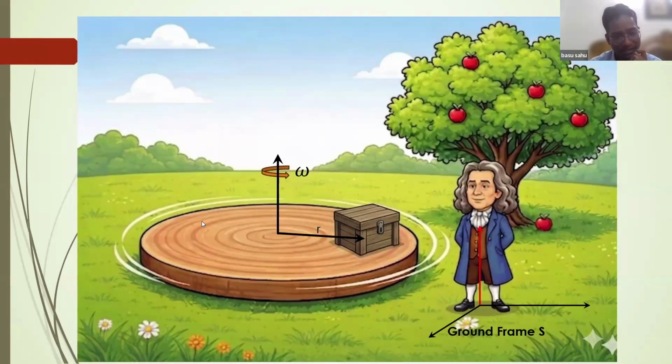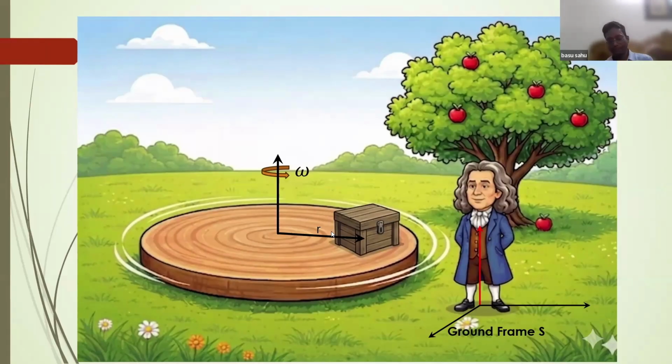This is basically a disk. The disk is rotating uniformly with constant angular velocity omega. A box is placed over the disk and it is also rotating with the same angular velocity omega. That means there is no relative motion between the disk and the box. Suppose this person is a ground observer and he is observing this phenomenon. How will I solve this problem?